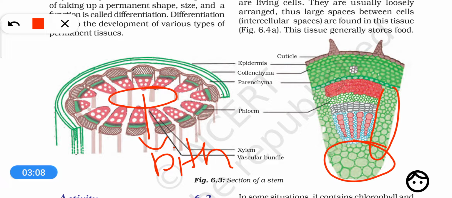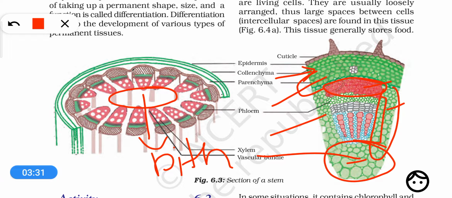So medullary ray, pith and cortex are the three locations where parenchymatous cells are formed. Here you can see this is parenchyma. These medullary rays are also parenchyma. The pith is also parenchyma. Sclerenchyma is present just outside the vascular bundle, on its outer portion, and collenchyma is present just below the epidermis. This portion is collenchyma.